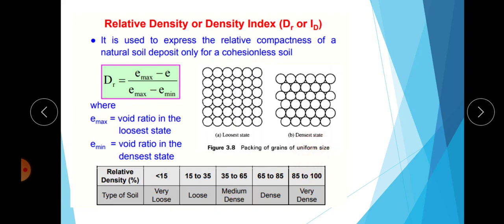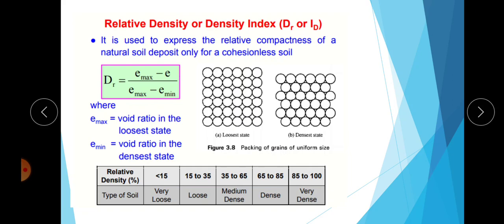That is, if the relative density is high, this granular soil, that is cohesionless soil, will be dense. It will have high shearing strength, and since it is dense, it will have low compressibility. Okay, that is the relationship between the range of relative density and shearing strength. I will repeat: if the relative density of the granular soil is high, it will be dense, so it will have high shearing strength and low compressibility.